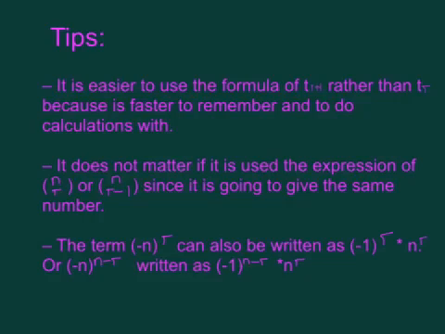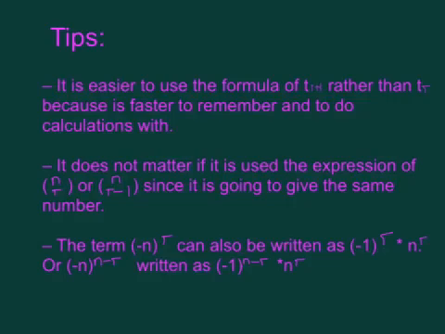Now some tips that you must know. It is easier to use the formula of T(r+1) rather than T(r), because it's faster to remember and to do calculations with. So believe me, it's going to be less complicated with T(r+1). It does not matter if you use the expression of n over r or n over r minus 1, since it is going to give the same number. So you do not need to worry about these two formulas that I showed you at the beginning. It's just the same thing.